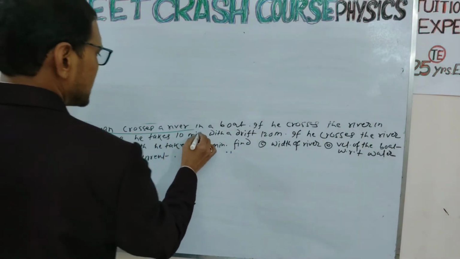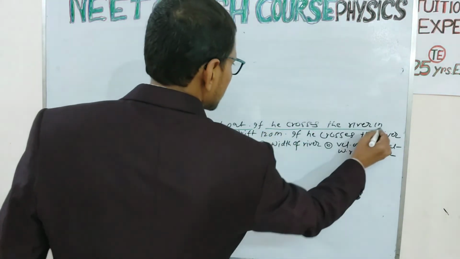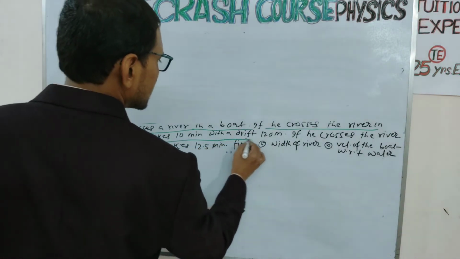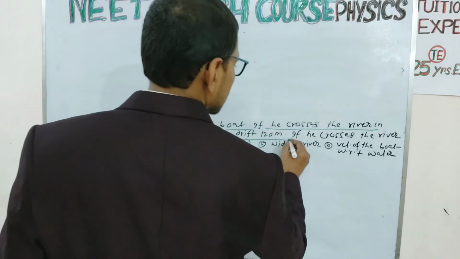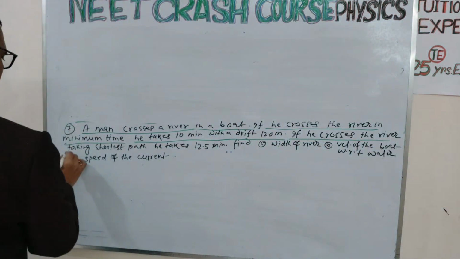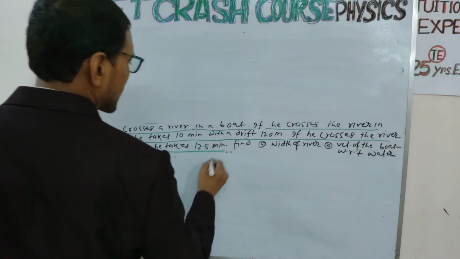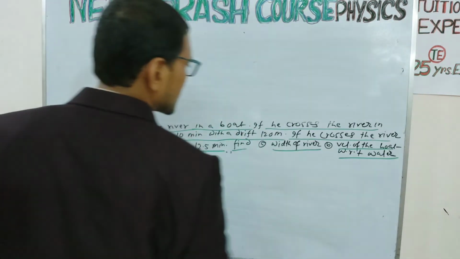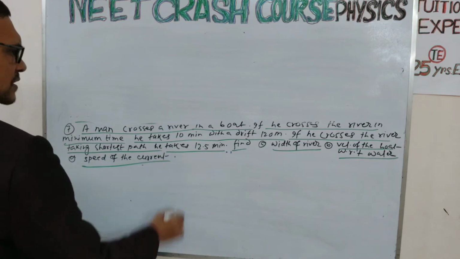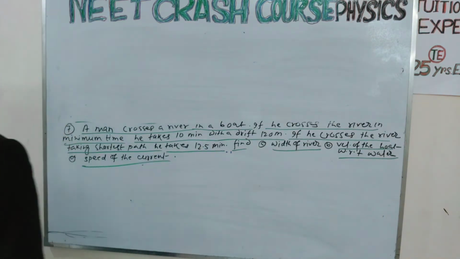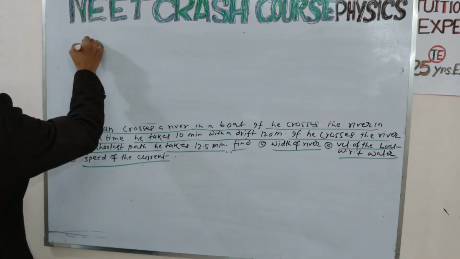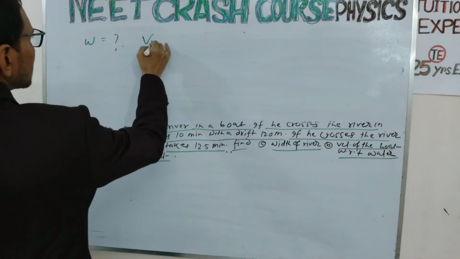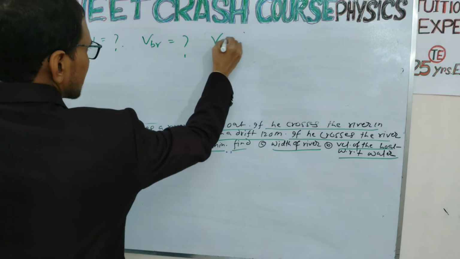Crossing a river in a boat. If he crosses the river in minimum time, it takes 10 minutes with a depth of 120 meter. If he crosses the river taking shortest path, it takes 12.5 minutes. Find width of the river, velocity of the boat with respect to water, and speed of the current. So we have to find W, width of the river, VBR and VR.